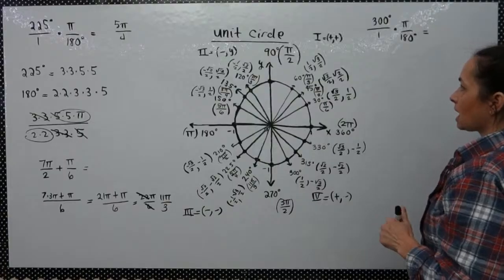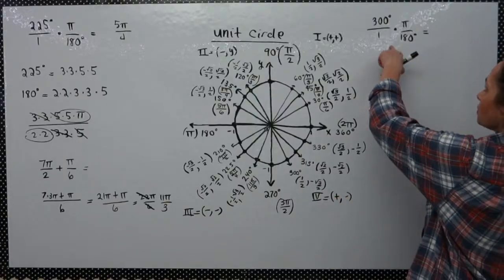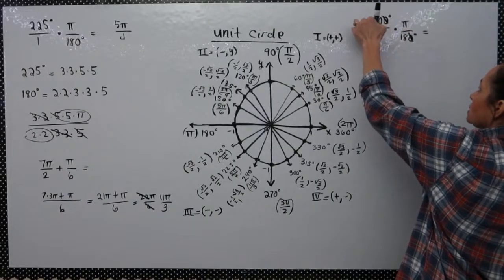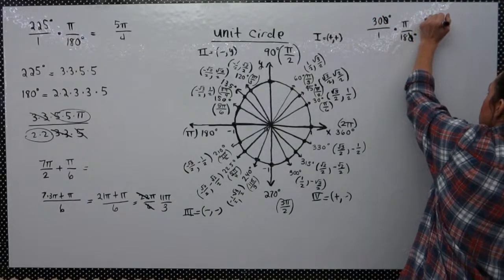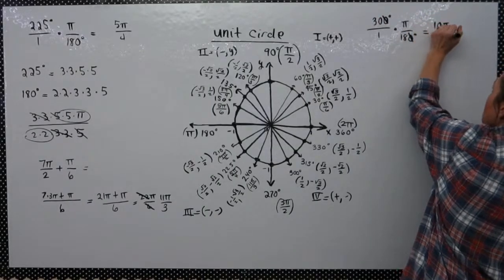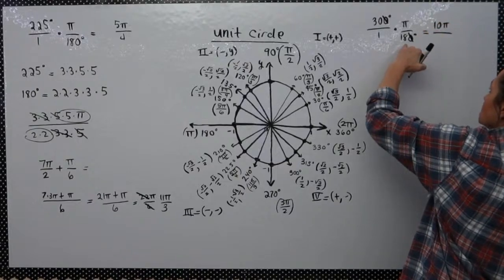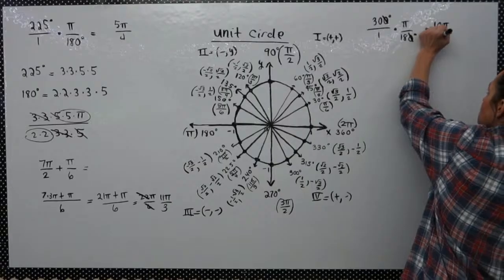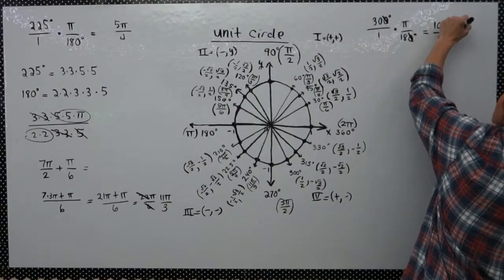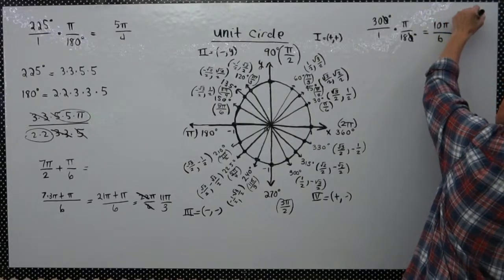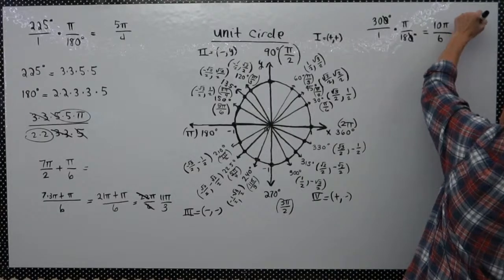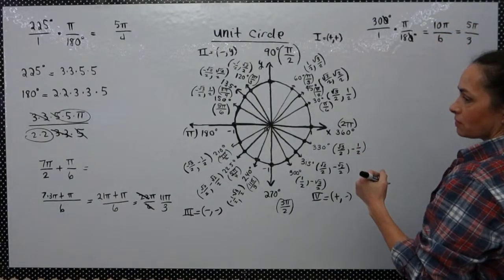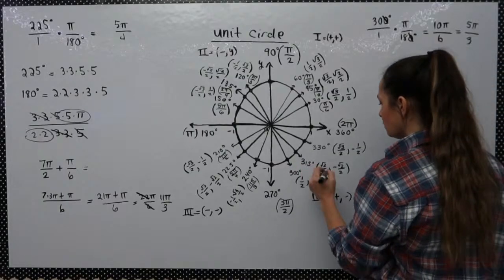You want to just add fractions, or you could convert and multiply this way. So 3 goes into 30 10 times, so that's 10 pi. And 3 goes into 18 9 times. No, sorry, 6. My fault. And then half of 10 is 5 pi, and half of 6 is 3. So you end up with 5 pi over 3 for 300.